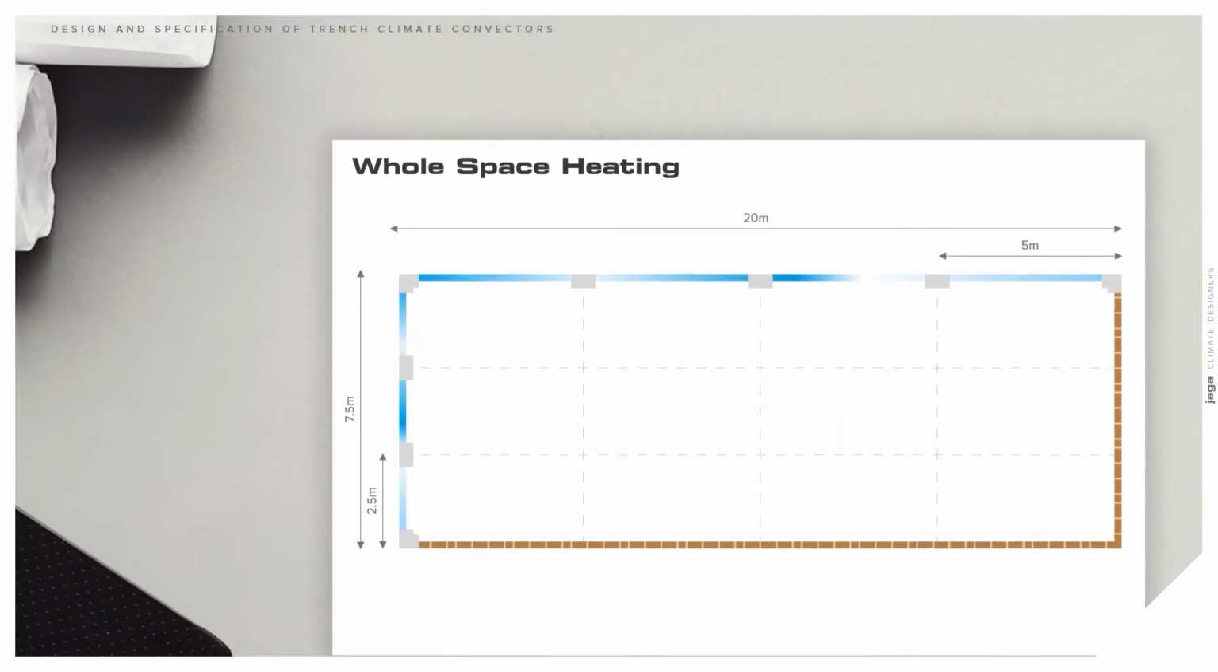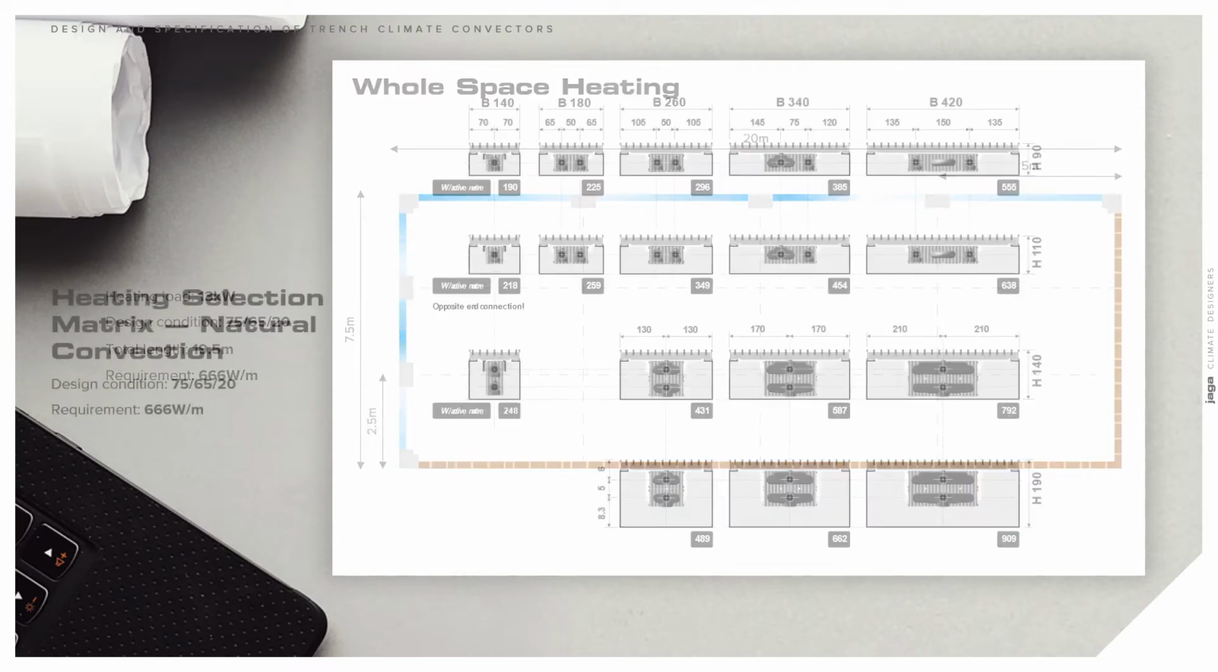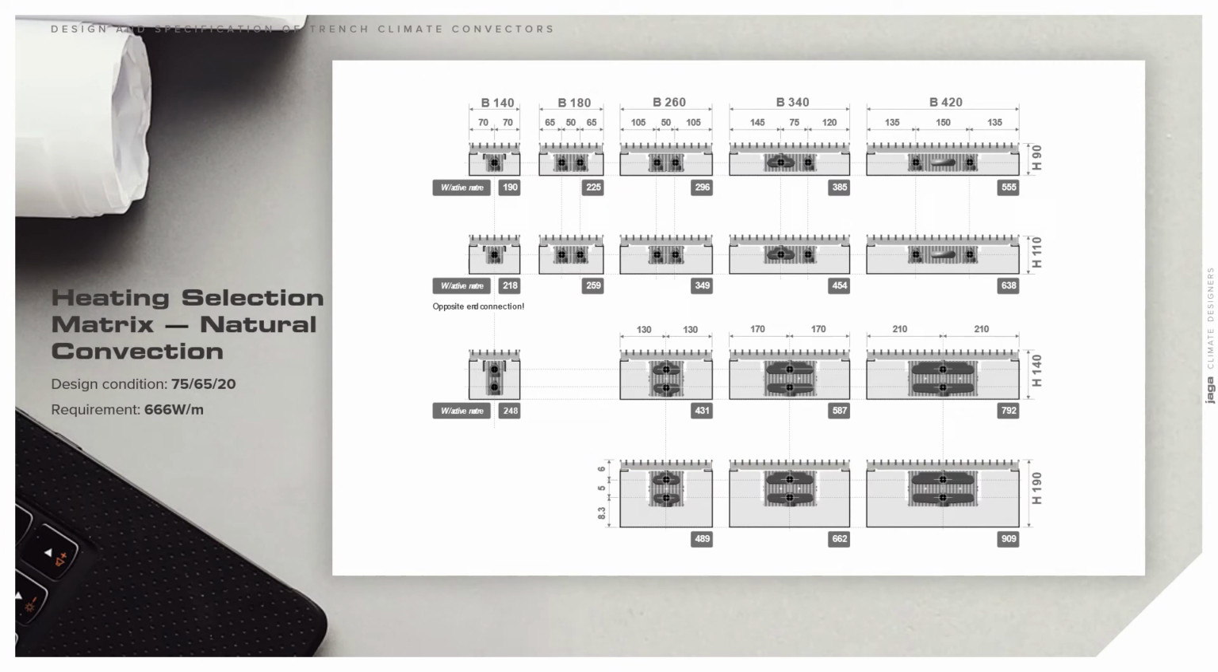Okay, so now we would like to attempt to heat the whole space using trench climate convectors. We'll use the same building layout and design conditions at 75-65-20, a heat loss of 13 kilowatts and 19.5 meters available for active lengths, giving us a requirement of 666 watts per meter. So, let's go back to our matrix and make the selection.